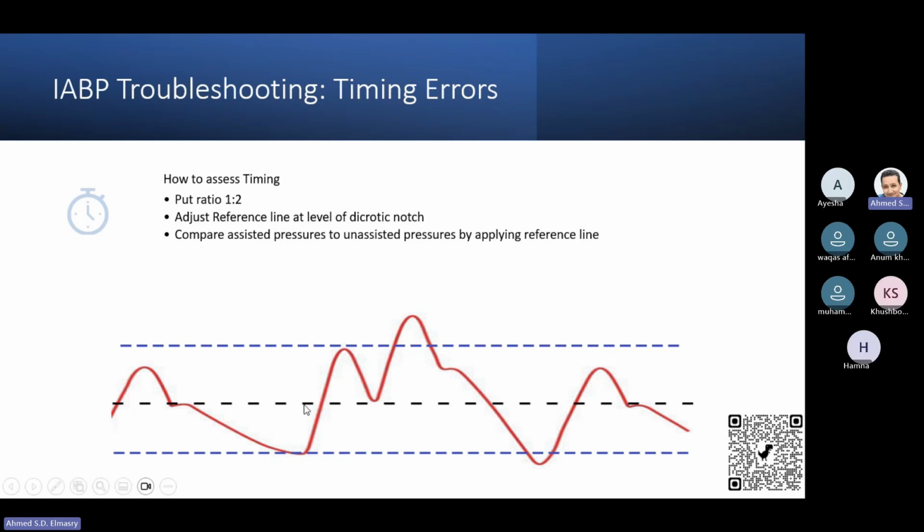And you have to move the reference line up to compare the unassisted systolic pressure with the assisted systolic pressure. Ideally, the assisted systolic pressure should be lower than the unassisted systolic pressure. And if you move the reference line down, you will be able to compare the unassisted end-diastolic pressure with the assisted end-diastolic pressure. Ideally, the assisted end-diastolic pressure should be lower than the unassisted end-diastolic pressure.